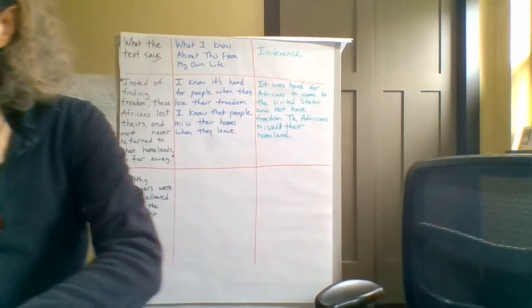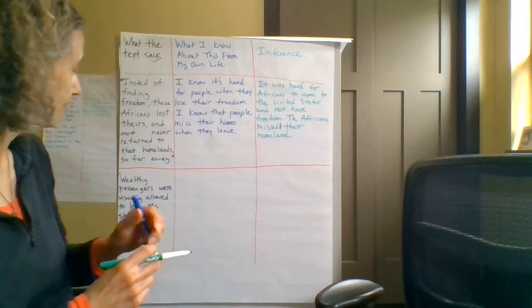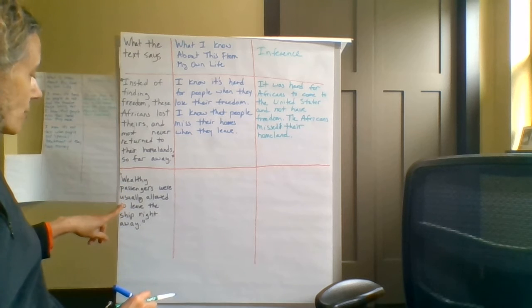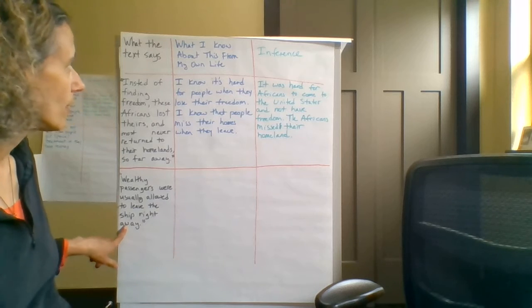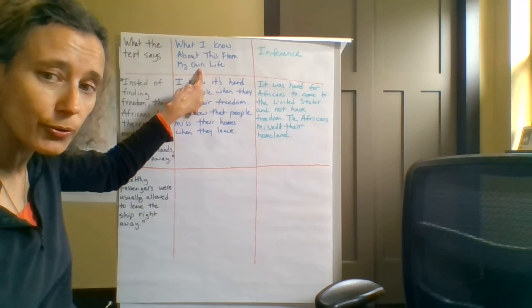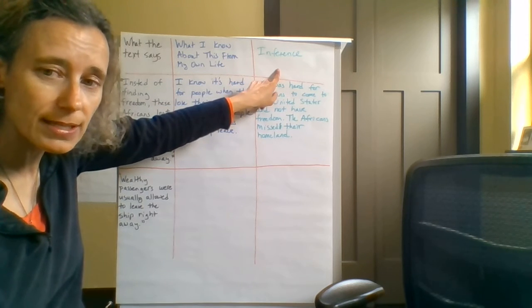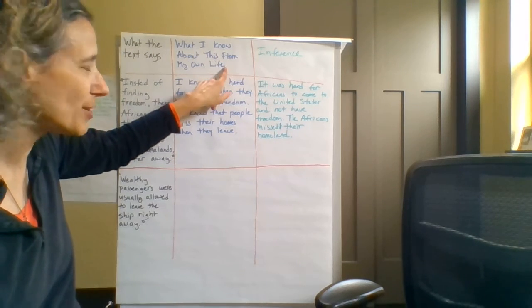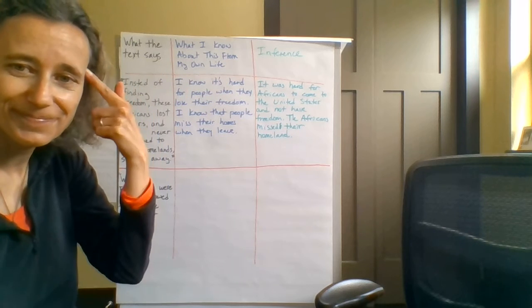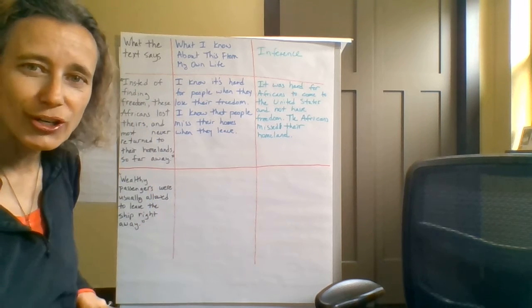Okay, so I'm going to let you do this one first on your own. Wealthy passengers were usually allowed to leave the ship right away. Think, what do you know about this from your own life? And what inference can you make combining what the text says and what you know from your own life? Turn and talk.